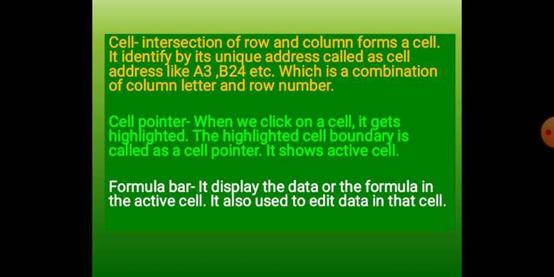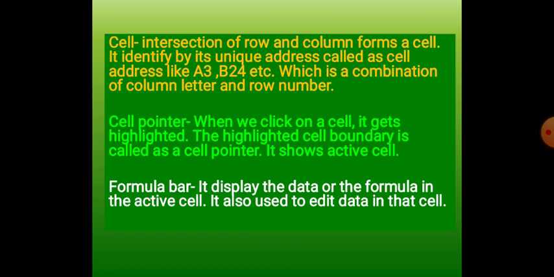Now, cell. It is the smallest unit of the sheet. It is an intersection of a row and a column, children. We identify the cell by its unique address, which is known as the cell address. As I told you, A3, B24. A3 means the cell is in column A and third row.